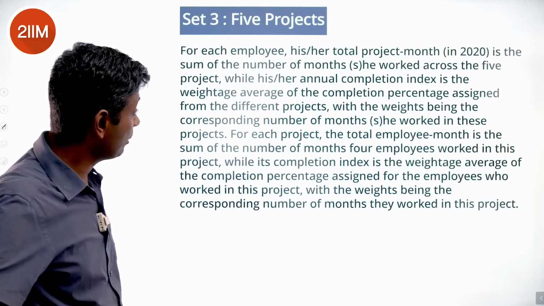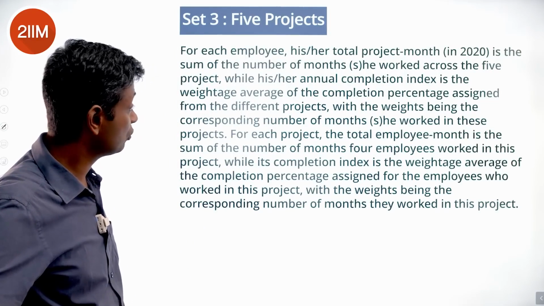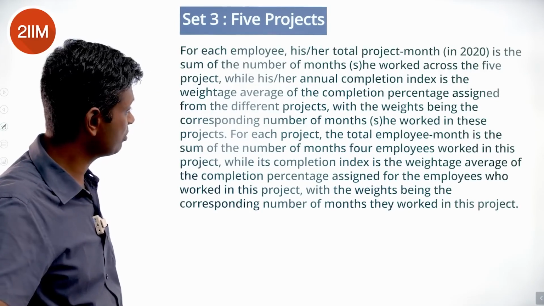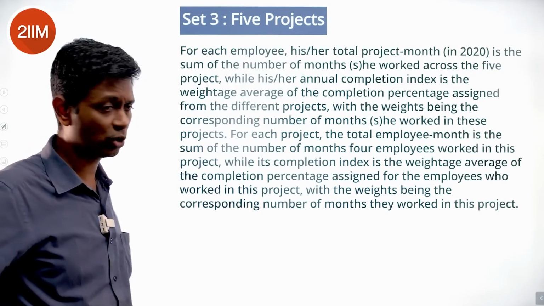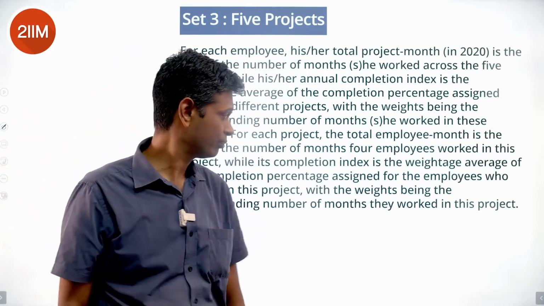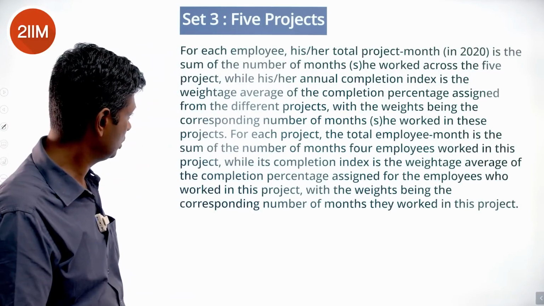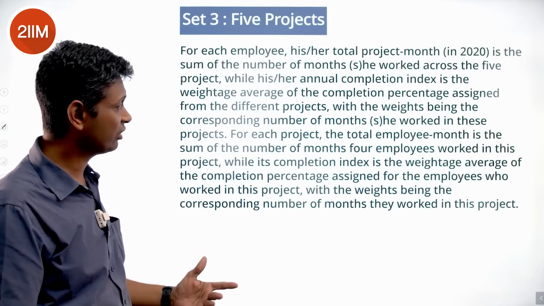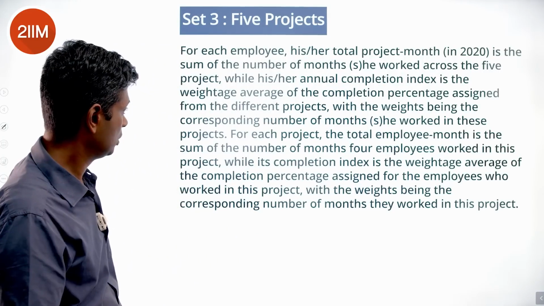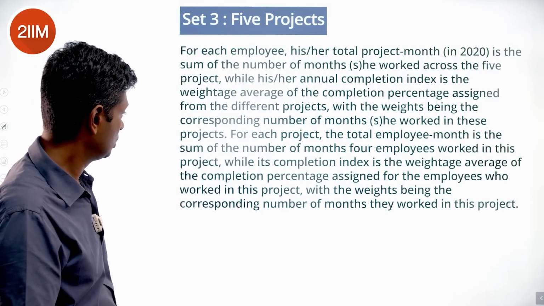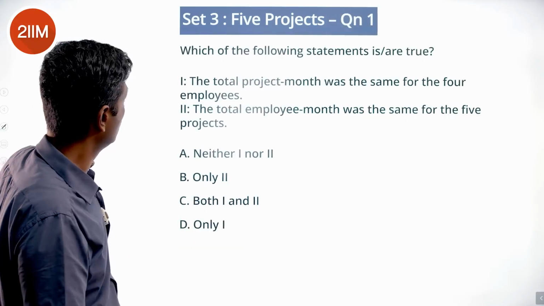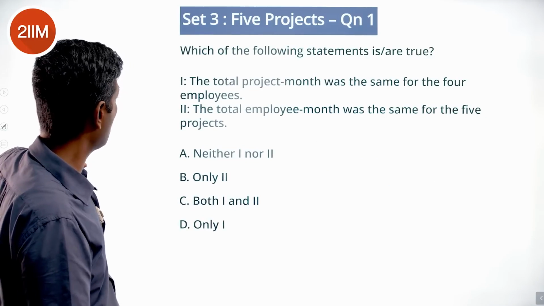For each project, the total employee month is the sum of the number of months the 4 employees worked in this project, while its completion index is the weighted average of the completion percentage assigned for the employees who worked in this project. Nice. So the number of months total is the employee months. And then the completion index is a weighted average of percentage completed, with the weights being the corresponding number of months they worked. Lovely. Which of the following statements are true?